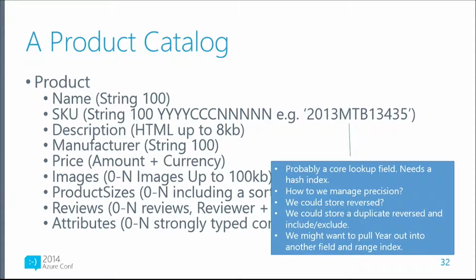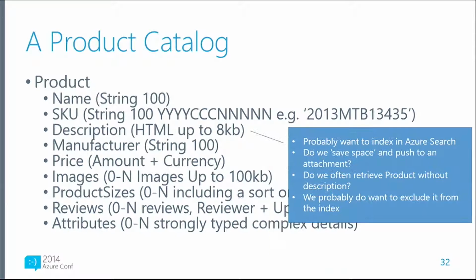That obviously means we then need to remember all through our application that we've got a reversed SKU. The other option is we could actually duplicate a reversed value. We could include the reversed value in our index and exclude the non-reversed value from the index. Another thing we might like to do is pull that year out, because we may well want to be able to do range-based searches on the year. All right, so we might pull the year out to another field and add a range-based index on that.